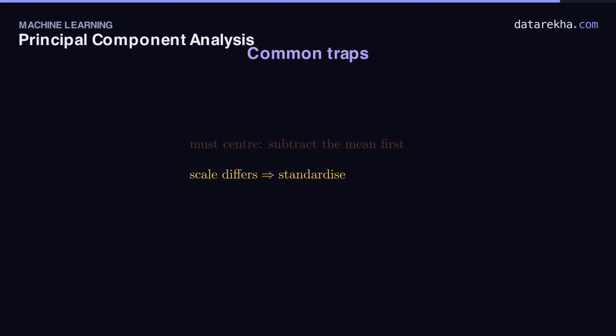Trap 2. Ignoring scale. If one feature is measured in meters and another in rupees, the large-scale one dominates the covariance. When scales differ, standardize: divide each feature by its standard deviation.